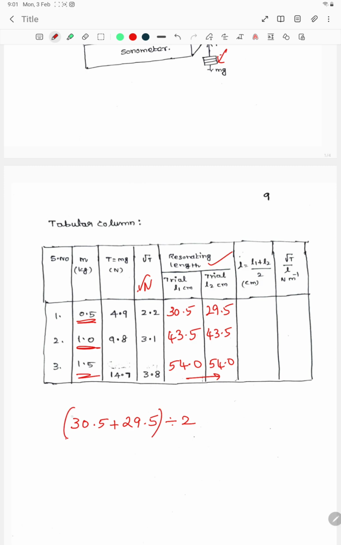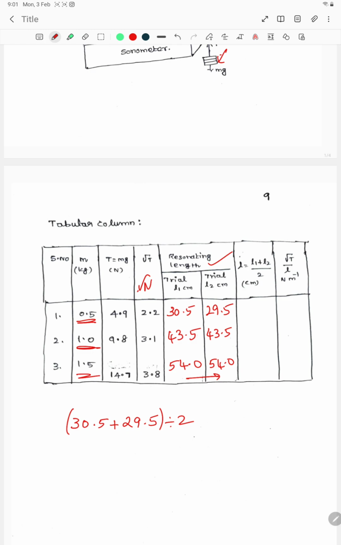So you will use a bracket. You open a bracket, 30.5 plus 29.5, close the bracket, and then divide by 2. Or you first add this, get the value, and then divide that value by 2. Whichever way is convenient for you, you have to do that.